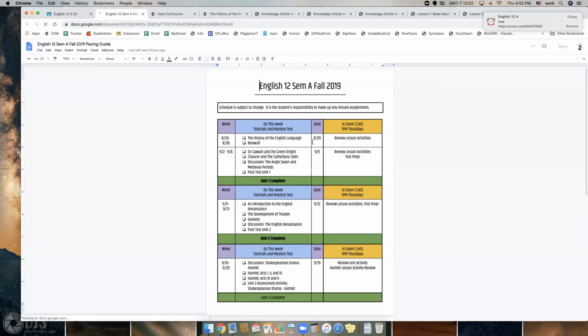One of the things that would be super helpful, especially because we're meeting on Thursdays, is if before the class, any of the tutorials that are listed in the do this week, tutorials and mastery tests, you do the tutorials before class. You can skip the lesson activities if you want, or try them out, and then we're always going to go over the lesson activities in class.